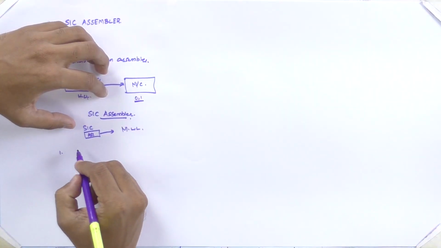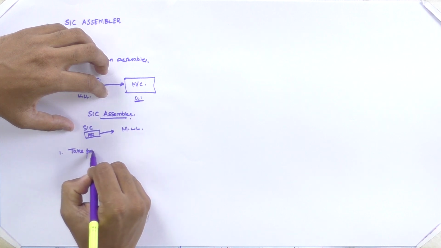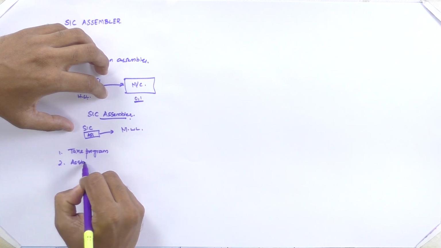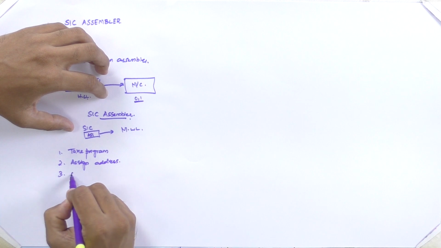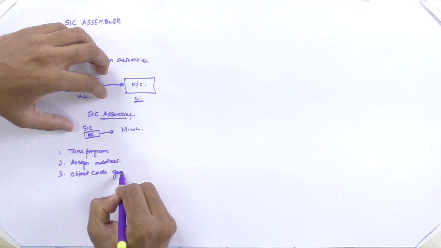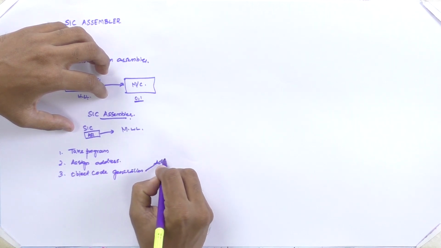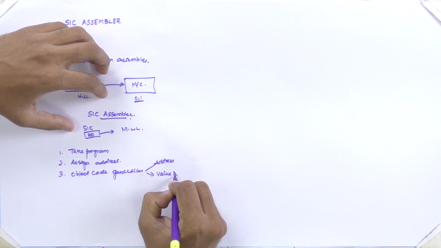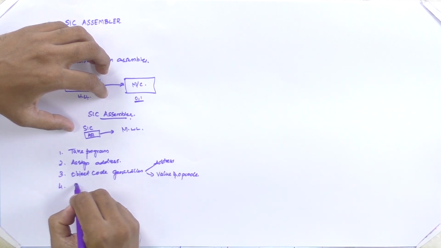The first step is, first we have to take the program. The second step is assign address to all the instructions. And the third step is generate object code. For object code generation, you need the address as well as you need the value of opcodes. Fourth step is writing the object program.